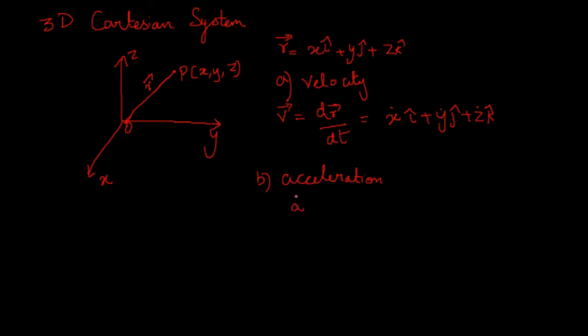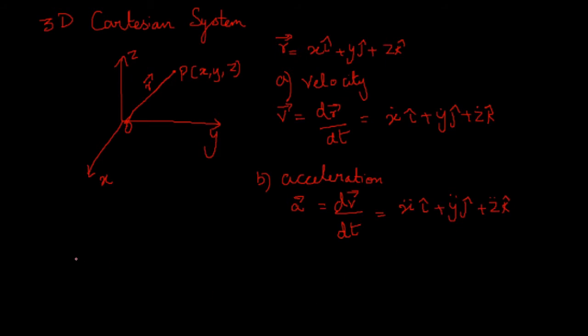And next let us write the respective term for acceleration. So for acceleration, it would be dv vector by dt. So this would be x double dot i cap plus y double dot j cap plus z double dot k cap. So it's similar just as how we did for the 2D Cartesian system. So this is the term which corresponds to the acceleration.